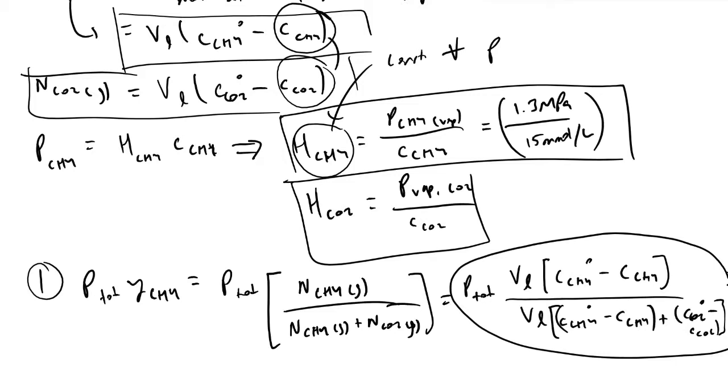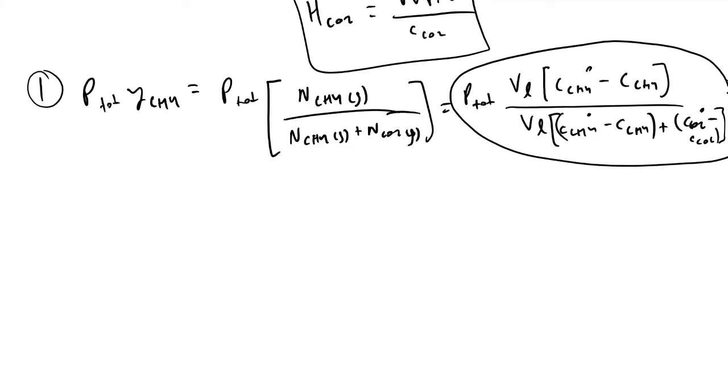And we know that the left-hand side of our equation in Henry's law is equal to the right-hand side, which is the Henry constant H_CH4 times the concentration of CH4. And so this whole thing is equation 1.